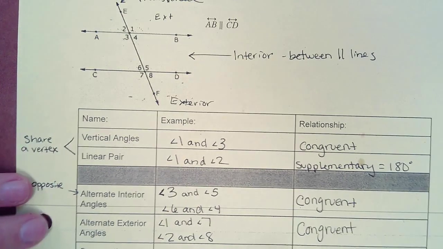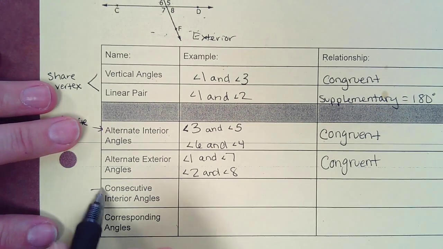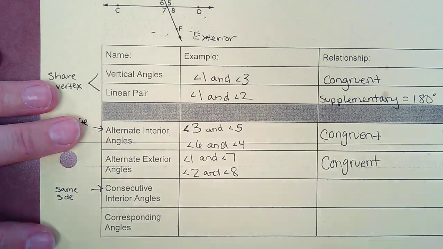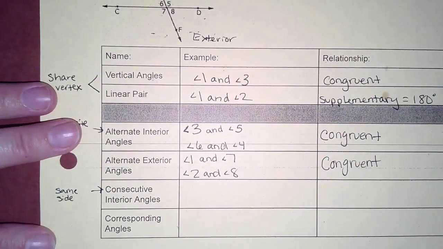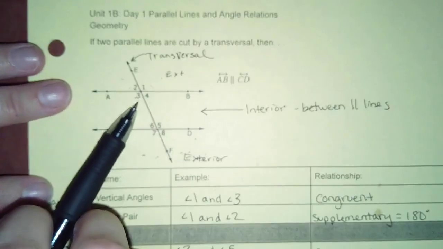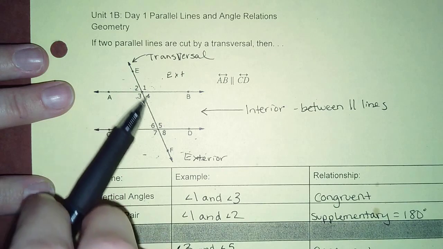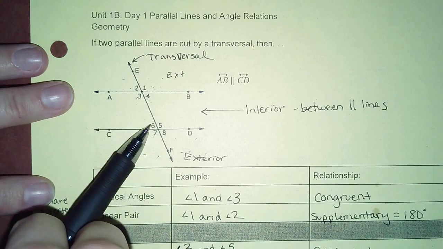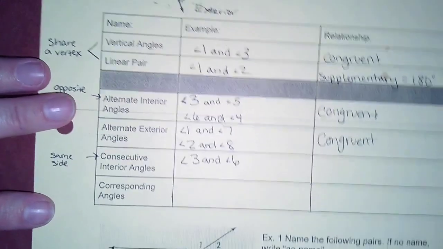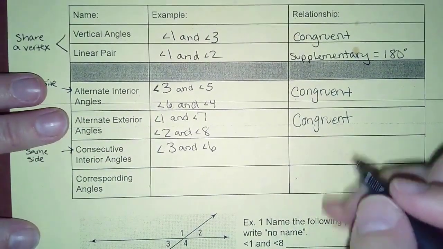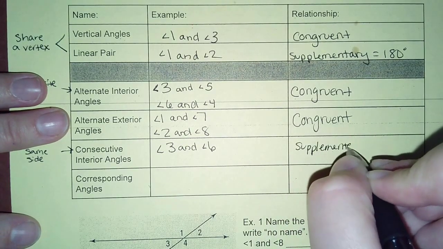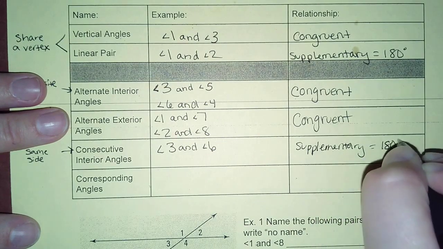Okay, now the next piece is consecutive. So consecutive means same side of the transversal. So they're next to each other. Consecutive interior angles. So angles together on the inside. So for here, if I have 3 on the inside, same side of the transversal, 6. 3 and 6 would be consecutive interior angles. Angle 3 and angle 6, their relationship is supplementary. So they equal 180 degrees if I add them up together.